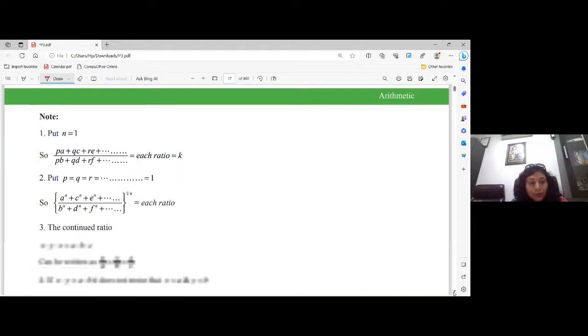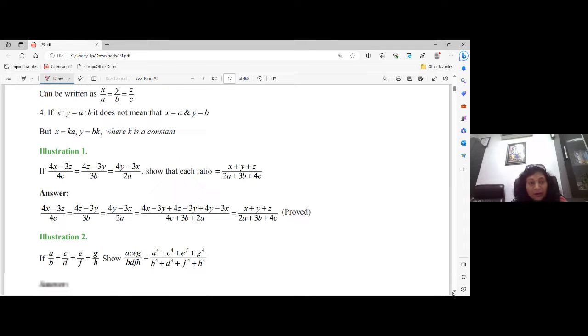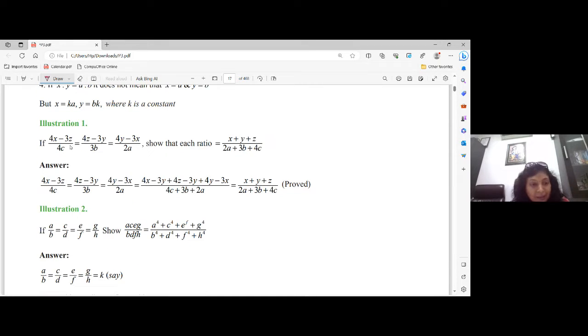Now suppose we have been given this: (4x minus 3z) upon 4c is equal to this, is equal to this. Then show that each ratio. Again, if more than two ratios are in proportion, then the sum of first terms and the sum of second terms are also in the same proportion. So what we have done is apply the property addendo.